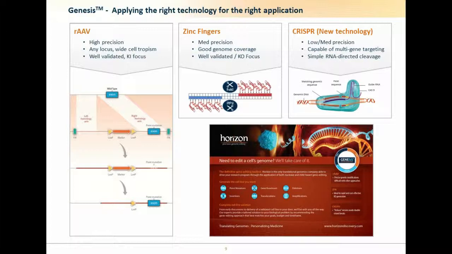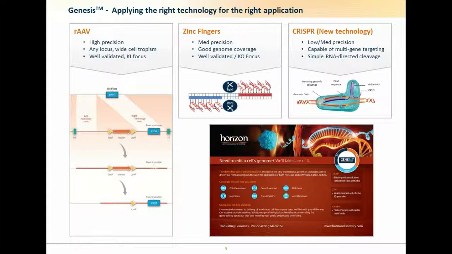A second platform we use is zinc finger technology, or ZFNs. These are considered more medium precision, at least compared to AAV, because there is at least the potential for some off-target cutting to go on. Zinc fingers, however, have very good genome coverage. They are well validated, and they are a primary tool for doing knockouts.